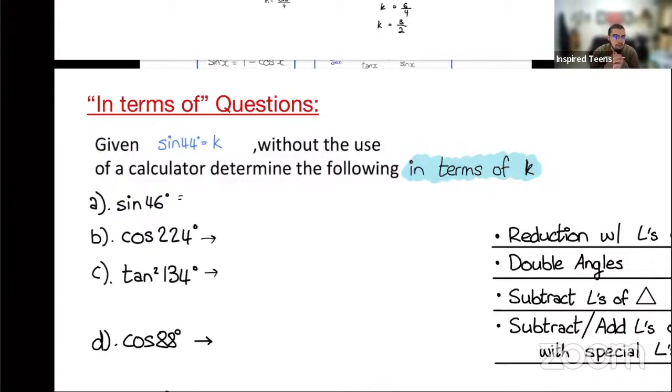That's the main identifier for in terms of questions, but there are other things you can take note of. In this case, you always have the angle, and it will be equal to a variable. So you won't know the value of sine. They're not going to give it in terms of values, they're going to give it in terms of variables. In this case, they gave it in terms of k. So that's another key identifier.